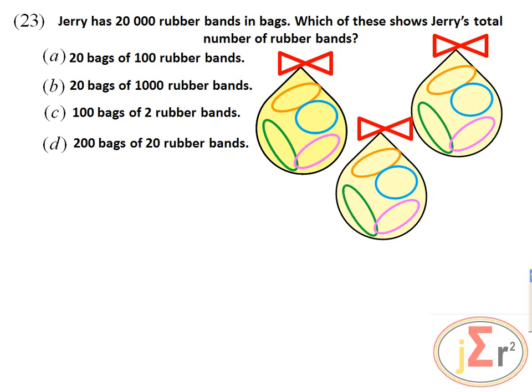Is it 20 bags of 100 rubber bands? 20 bags of 1,000 rubber bands? 100 bags of 2 rubber bands? Which one will show Jerry's total number of rubber bands? 20 bags of 1,000 rubber bands. Right, so Jerry is saying it is 20 bags of 1,000 rubber bands.